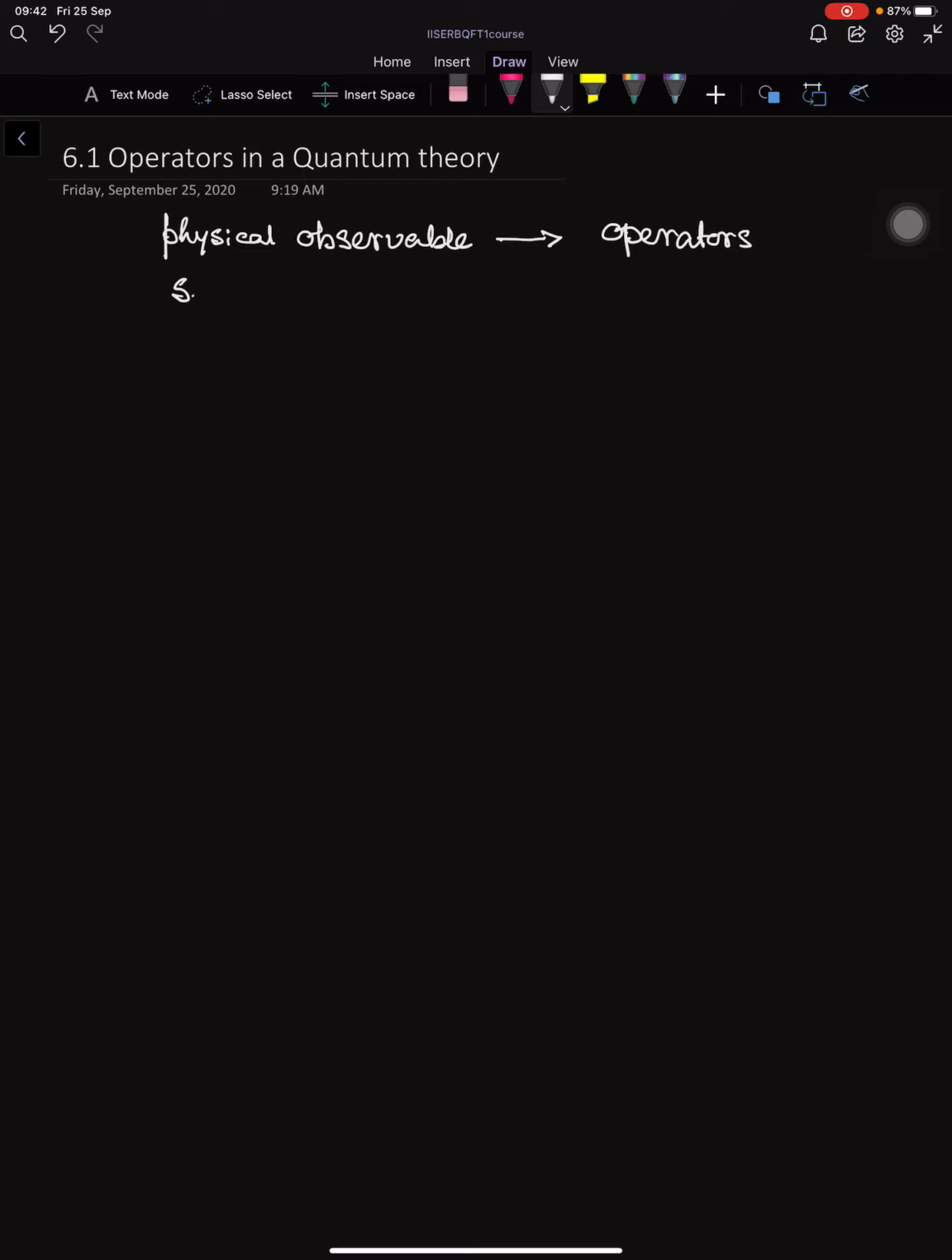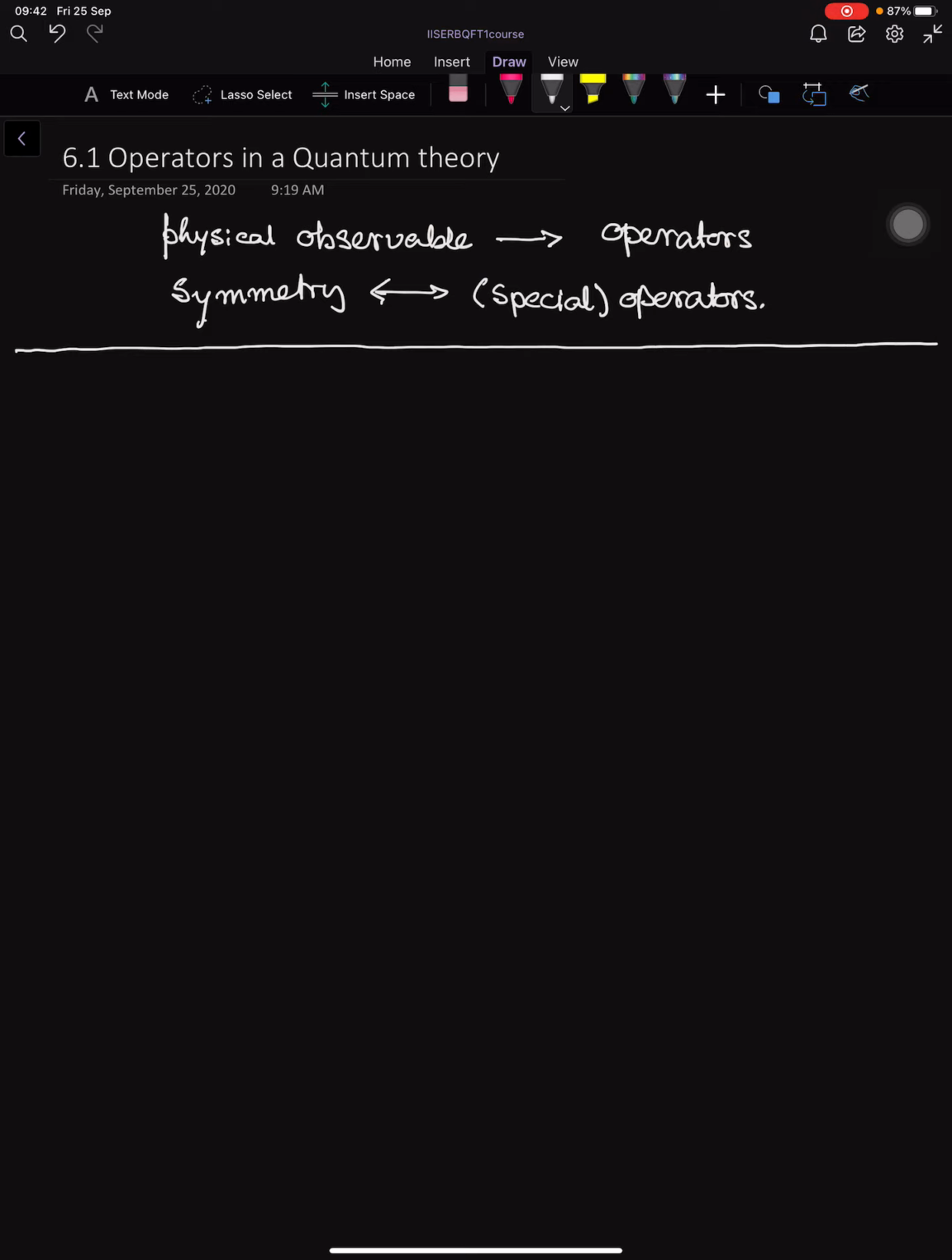And secondly, in the next lecture, probably we will see that symmetry also has to do with some special operators. So that's basically, in very short, our motivation. But let's now just study it in a very algebraic fashion.